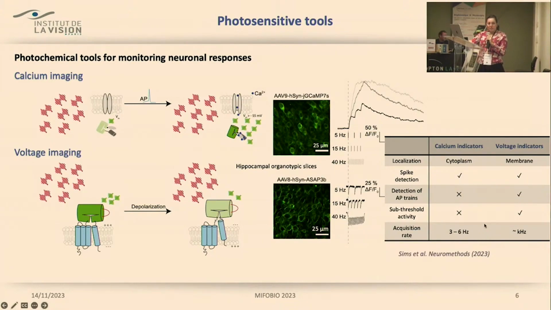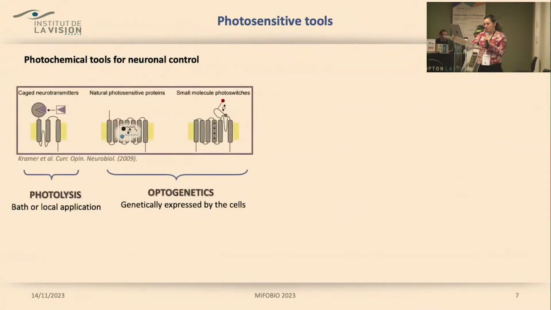The problem is that since they report action potentials that last a few milliseconds, you need to image them very fast, up to kilohertz rates, while calcium sensors can be imaged very well even with a few hertz of acquisition rate. We will see later how this is a challenge.